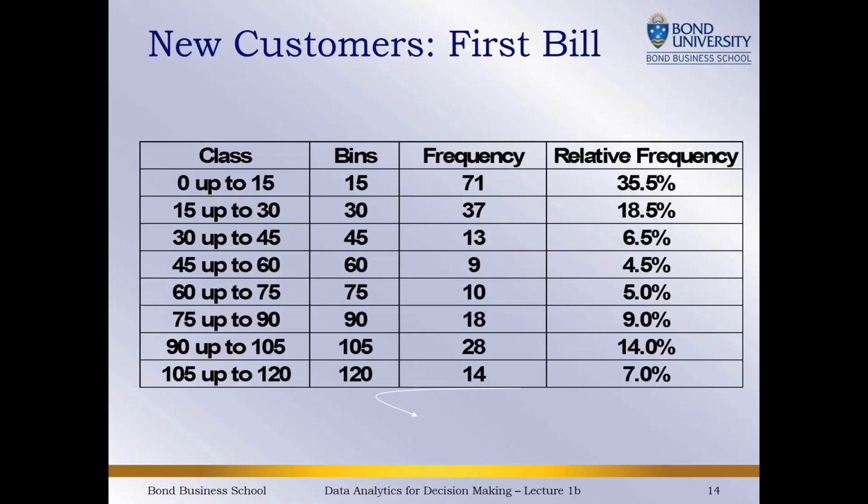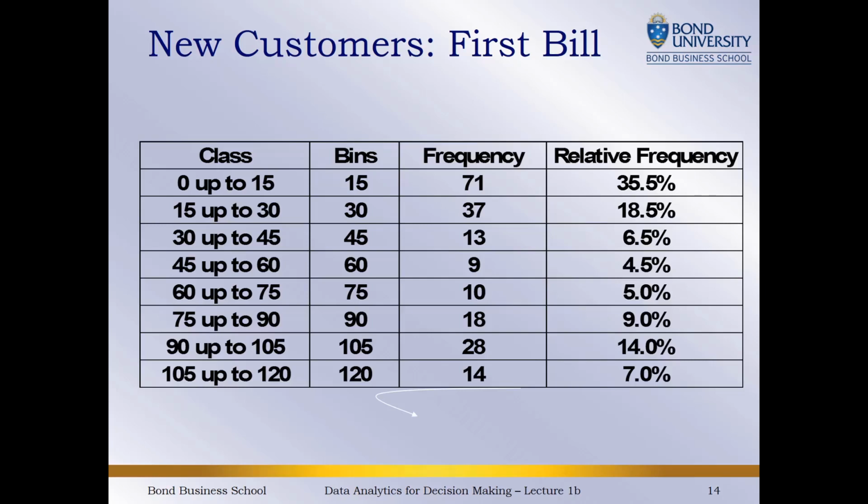So what does this look like? Exactly the same as before, but notice now we have relative frequency. So we can see that 36%. How is that calculated? 71 divided by 200.